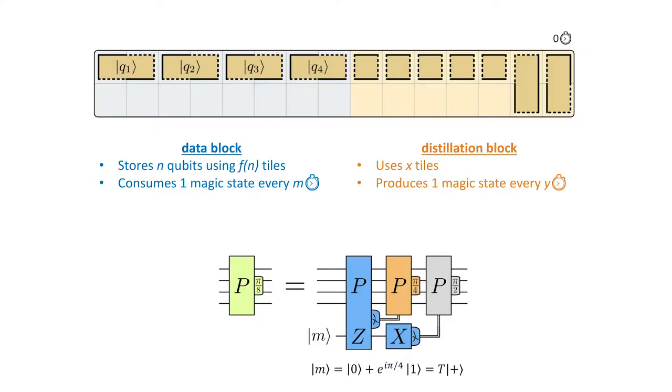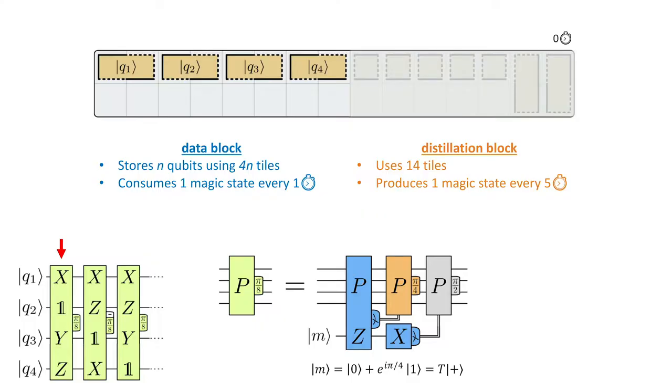So with that in mind, an intuitive way to construct a large-scale quantum computer is to partition it into a block of tiles that you use to produce magic states through magic state distillation, this orange distillation block here, and a block of tiles that stores the 100 data qubits of your computation and consumes magic states through Pauli product measurements to advance the computation. That's the data block in blue. So this is an example of a 4-qubit quantum computer. And let's for now treat distillation as some black box that produces one magic state every 5 time steps.